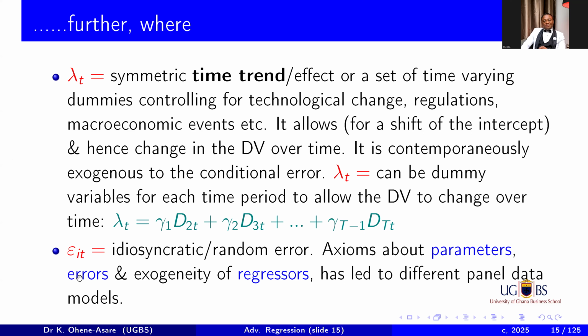Let's look at the final one, which is the actual error. The one you can't control, you just don't know how to handle it. The idiosyncratic error. So when it comes to regression, panel or no panel, the assumptions about regression are all about parameters, the errors, exogeneity of the regressors. All of these have led to different panel data models.